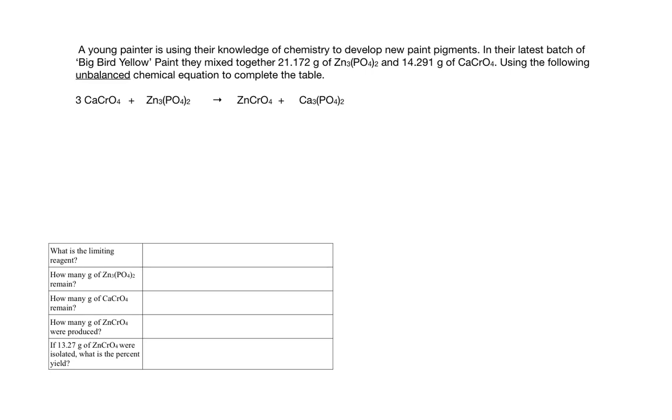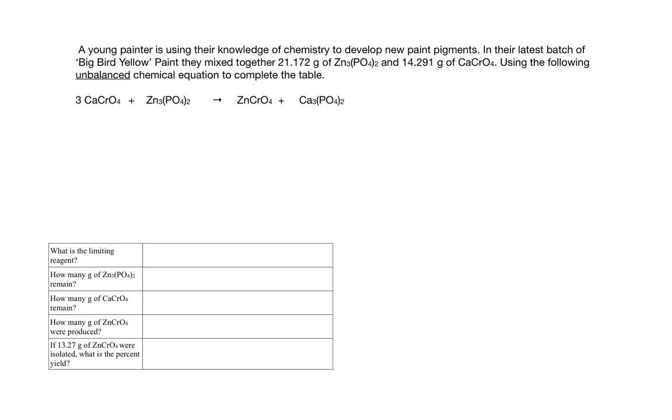In this limiting reactant example, a young painter is using their knowledge of chemistry to develop new paint pigments. In their latest batch of Big Bird yellow paint, they mixed together 21.172 grams of zinc phosphate and 14.291 grams of calcium chromate.